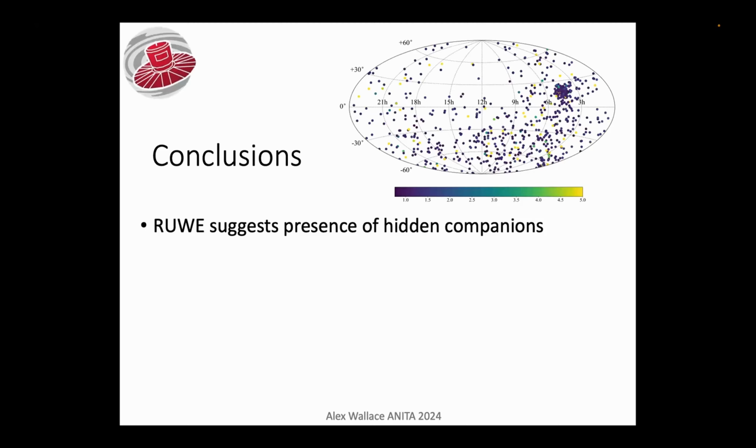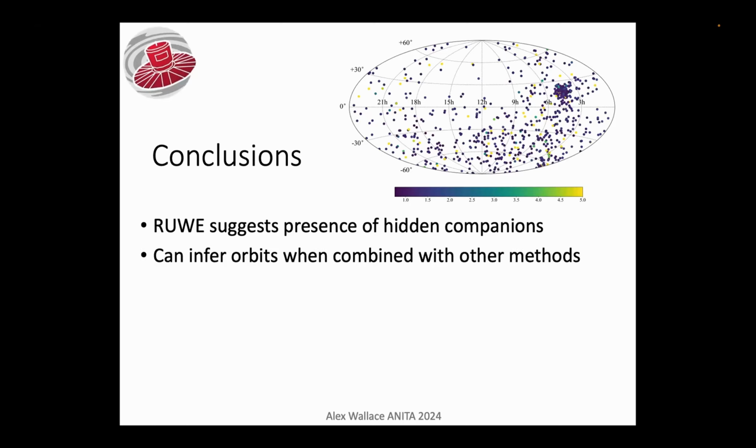So the point of all this study is that RUI suggests the presence of hidden companions, but it's a bit difficult to actually constrain the parameters. Here I've got a plot of nearby stars and their RUI. Most of the RUIs are quite low, around 1, but there are some that are potentially targets of interest there. So we can mainly infer the orbits when you combine it with other methods, such as imaging or radial velocity. And we've shown that 1D time series data will greatly improve the results.